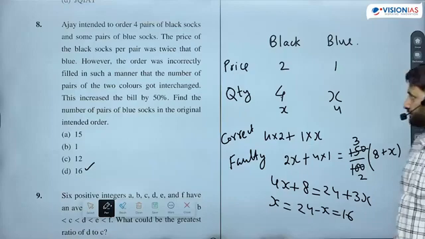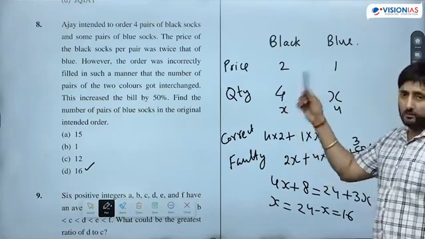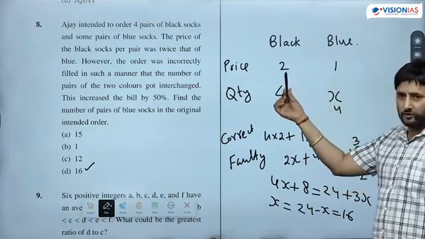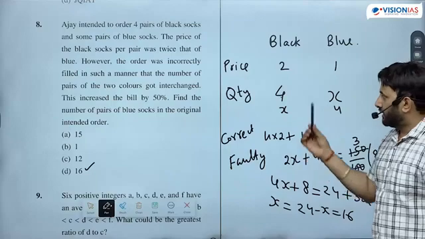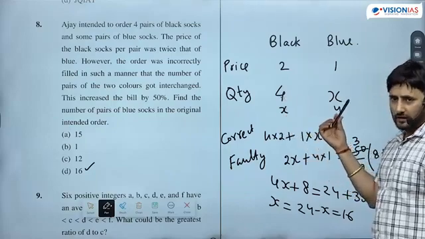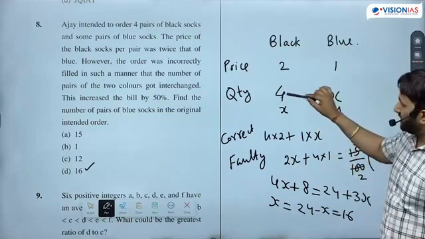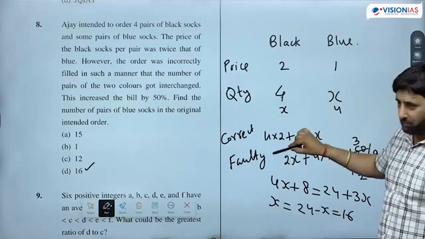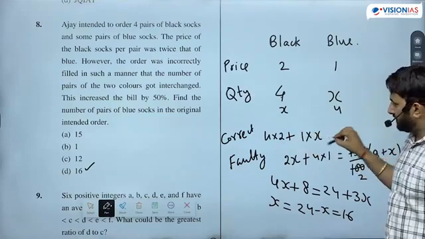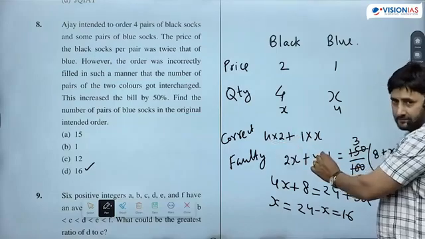Let's look again, kids. The value of a black pair is double that of blue. Let the value of a blue pair be 1 rupee, then a black pair will cost 2 rupees. He purchased 4 pairs of black and some pairs of blue. Let the number of blue pairs be X. So what should the bill be? 4 pairs at the rate of 2, their value will be 8 rupees, plus X pairs at the rate of 1, their value will be X. So the original bill has to be 8 plus X.